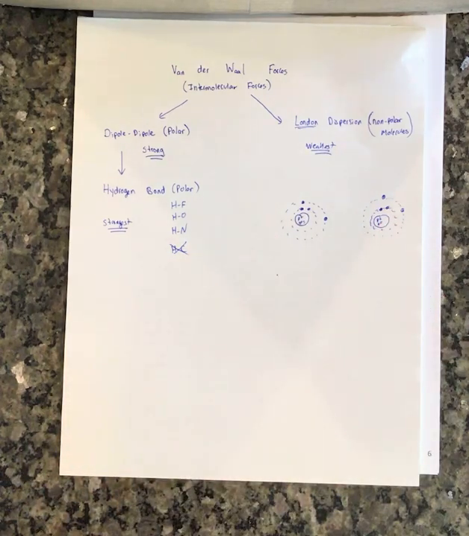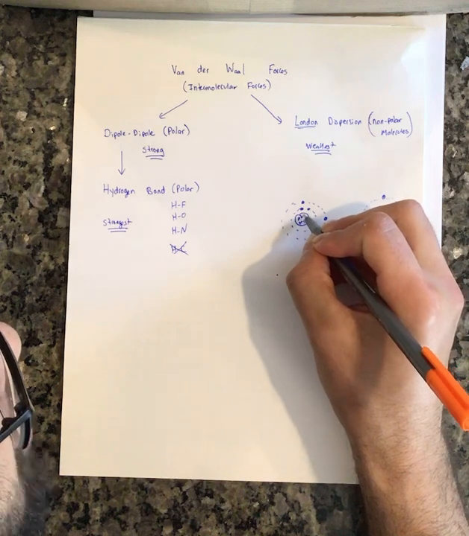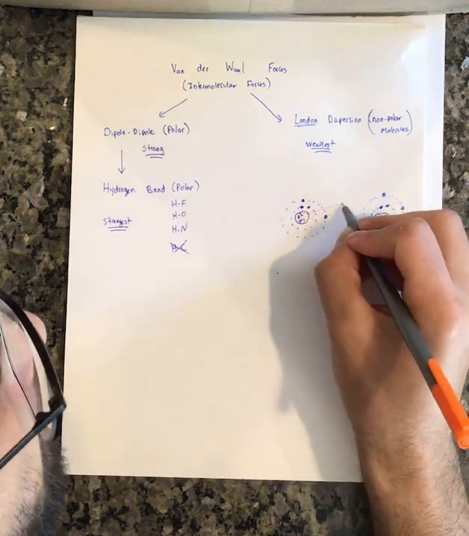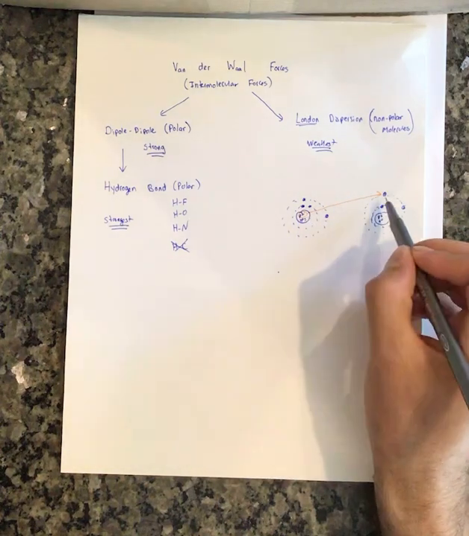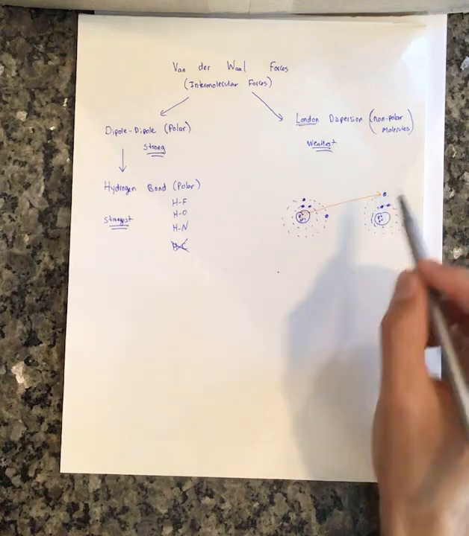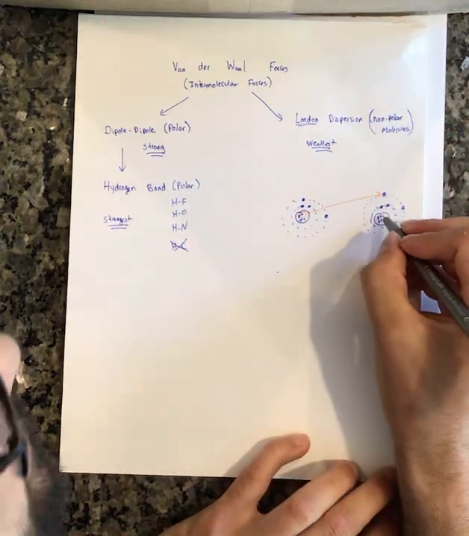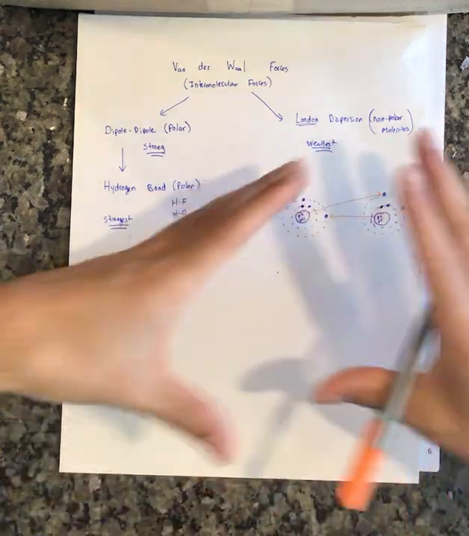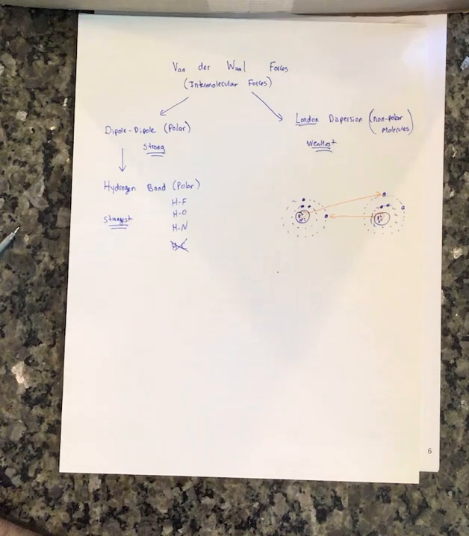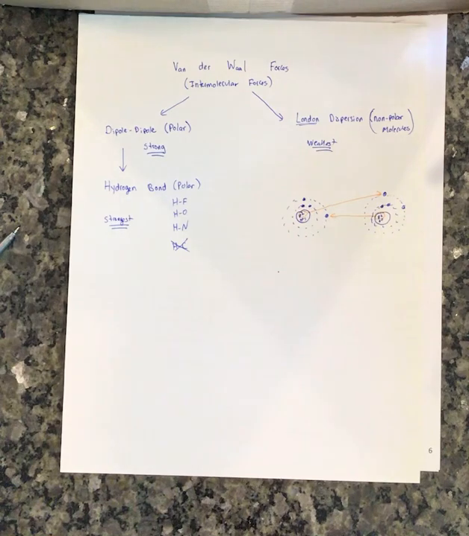A London dispersion attraction is the attraction between the positive protons and the opposite electrons. Obviously protons are positive, electrons are negative, so there's an attraction. These 2 are going to be attracted and push each other close. Same thing here: protons on this side, electrons on that side. So there's going to be an attraction going both ways. Now, this is a very weak attraction. This is the weakest one.